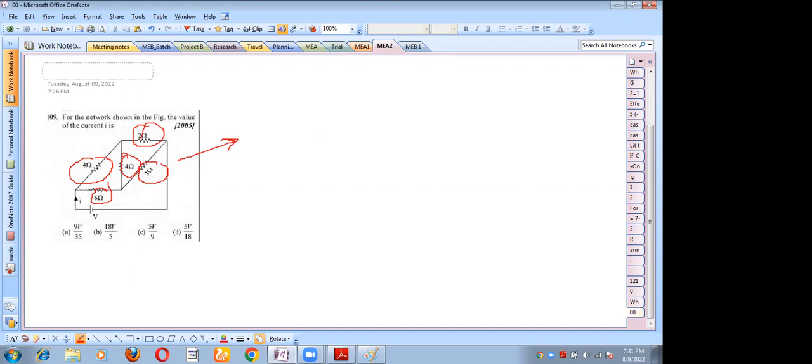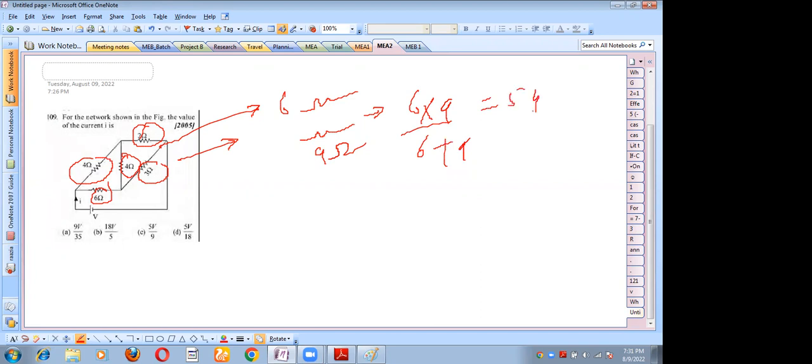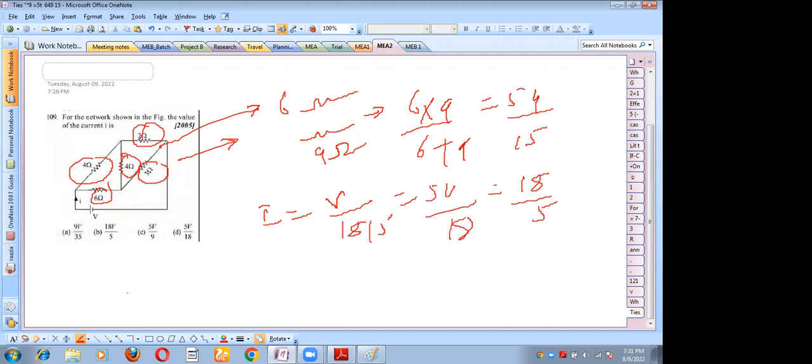Now 4 and 2 are in series, so there will be 6 ohm parallel with 9 ohm. Their equivalent will be 6 into 9 by 6 plus 9. So 54 by 15, 18 by 5, and I will be V by R. So V upon 18 by 5, so 5V by 18. Your answer is correct. 5V by 18.